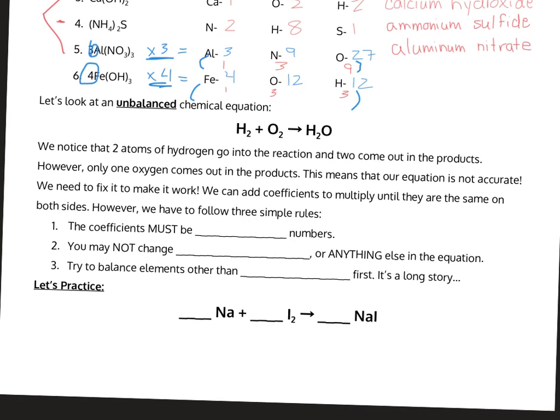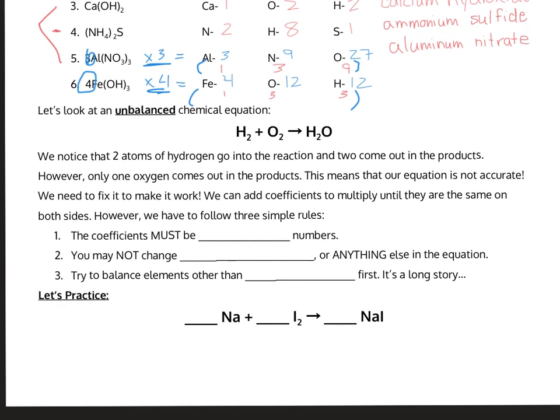Okay, so at this point, this is what an unbalanced equation looks like. H2 plus O2 makes H2O. So we notice that 2 atoms of hydrogen go into the reaction and 2 come out in the products. However, only 1 oxygen comes out in the products. This means that our equation is not accurate.